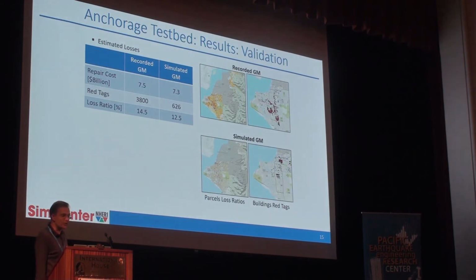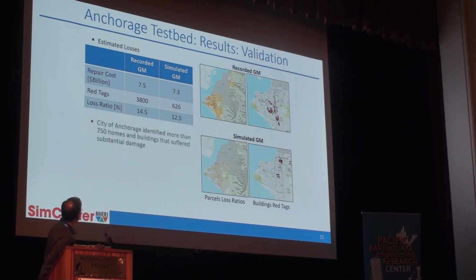This is just a quick result. We did a very fast calculation. It's not verified, but you can see the differences that you can get from recorded ground motions and simulated ground motions. If you look at the red tags, for instance, they went from 3,800 down to 600 using just two different ways of doing the ground motion. And we will note that Anchorage identified 750 homes or buildings that were significantly damaged. So there's a lot of opportunity to do interesting research here with these types of codes, and you're invited to do this.